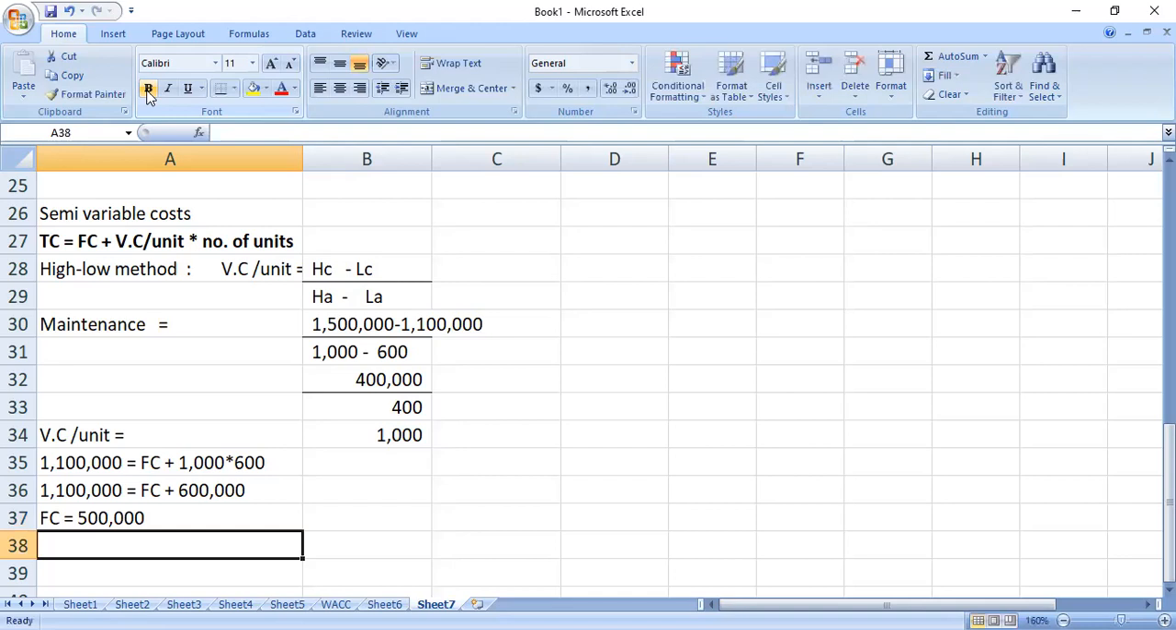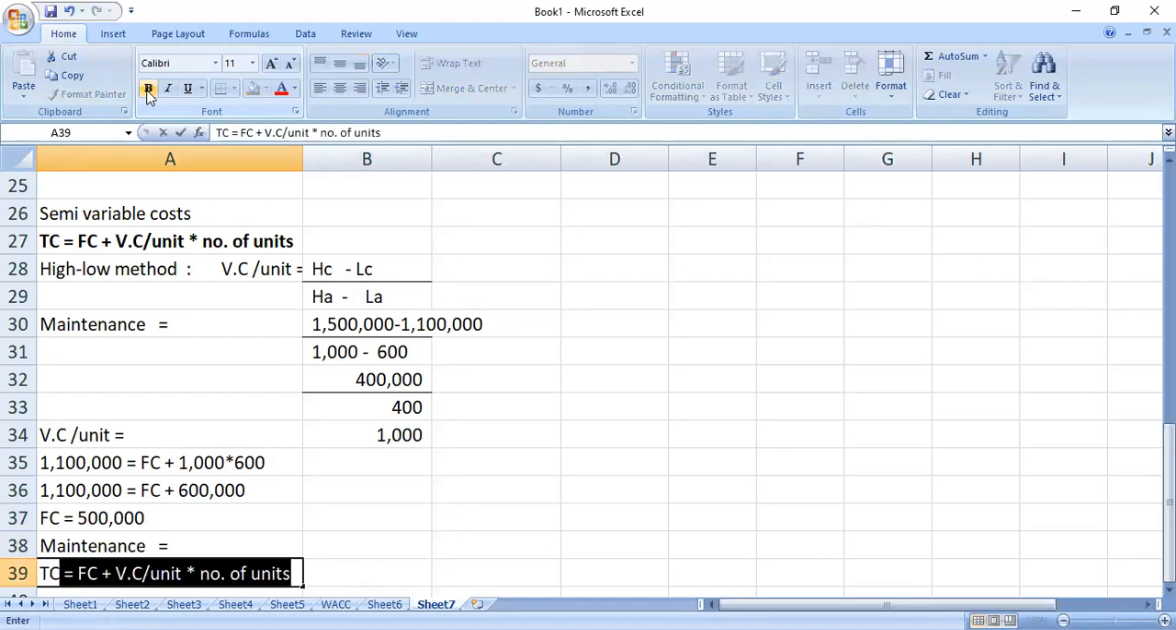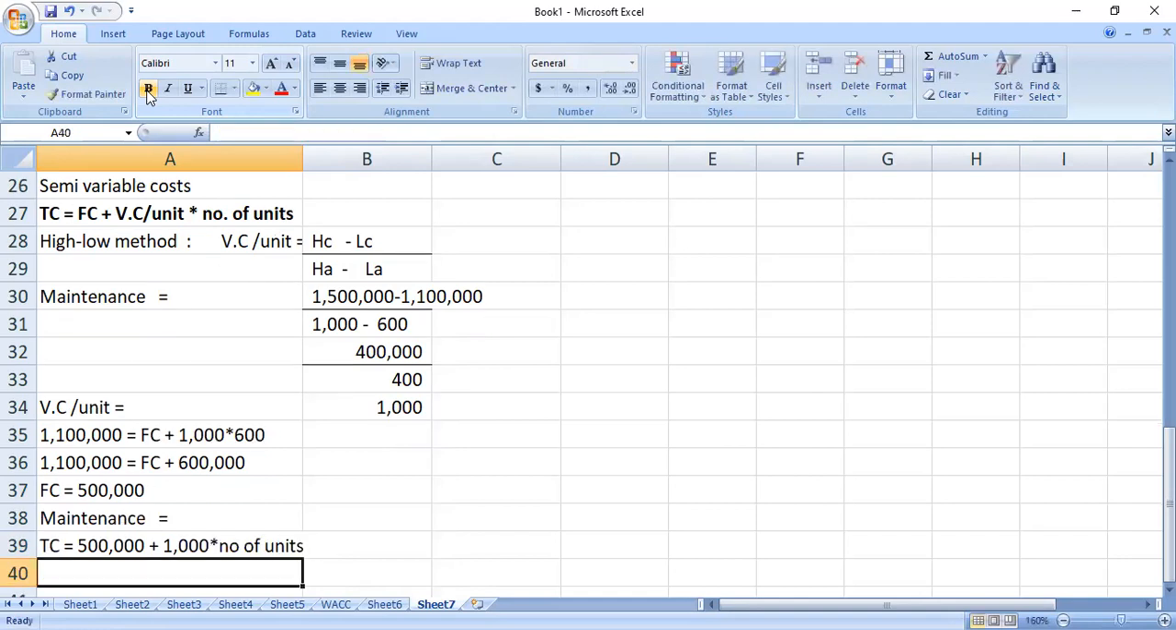So officially, the maintenance cost, this semi-variable here, its total cost is given by the fixed cost, which is 500,000, plus the variable cost, which you know is 1,000, times the number of units. Any number of units that you put will be our number of units. So you can test this for 600. If you put 600 here, you must get 1.1. If you put 1,000 under number of units, you must get 1.5.